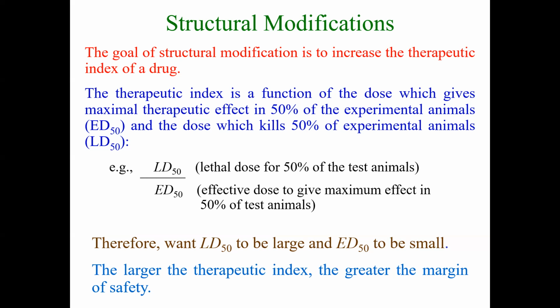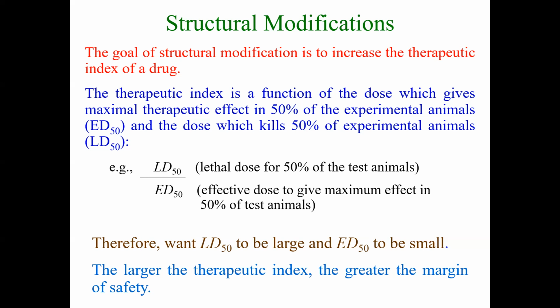So what we want with lead modification is we want the lethal dose to be large. What that means is that it needs to be at a concentration, let's say 100 micromolar, which is a very, very high concentration where the drug becomes lethal. But we want the effective dose to be very small. And let's say, for instance, we have a dose that is effective at 0.01 micromolar. That means that your therapeutic index will be very large.